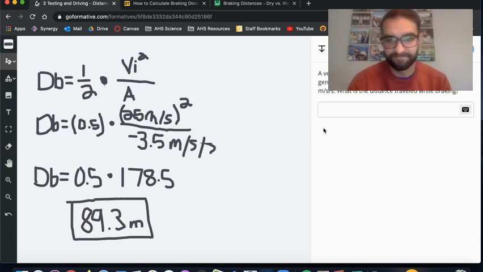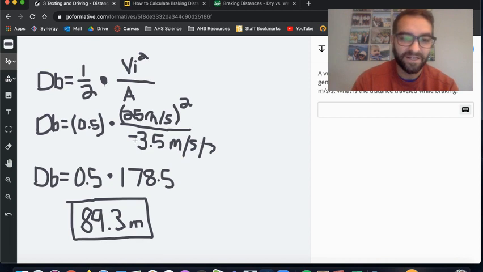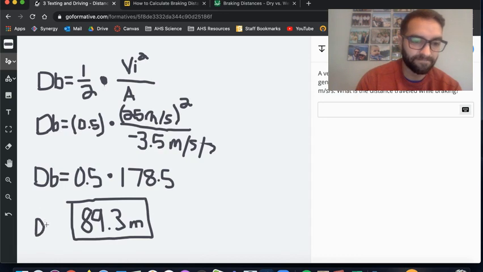Again, we took our initial velocity squared divided by acceleration. So I plugged that in here. We had 25 meters per second squared, and then we had a negative 3.5 meters per second per second. That got me an answer of 178.5. And then I multiplied that by 0.5, or half, to get my final answer. And so this is, again, the distance traveled while braking.